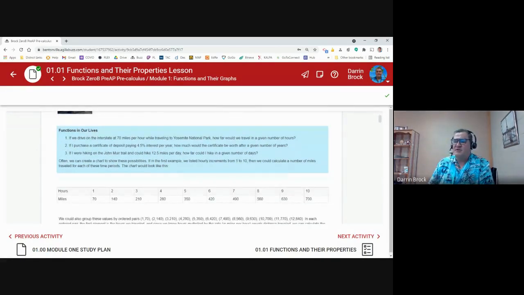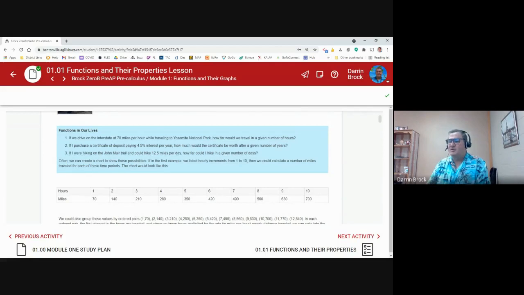So it's talking about functions. If we drive on the interstate at 70 miles an hour while traveling to Yosemite National Park, how far would we travel in a given number of hours? All right, that's number one. Or if I were to purchase a certificate of deposit paying 4.5% interest per year, how much would it be worth after a given number of years? So different things that actually are functions about everyday life.